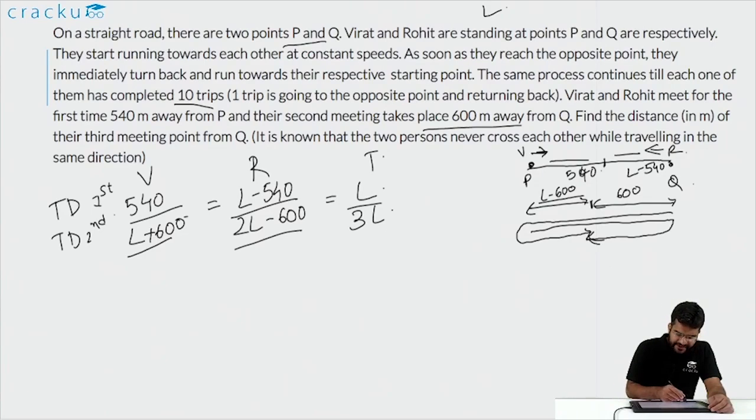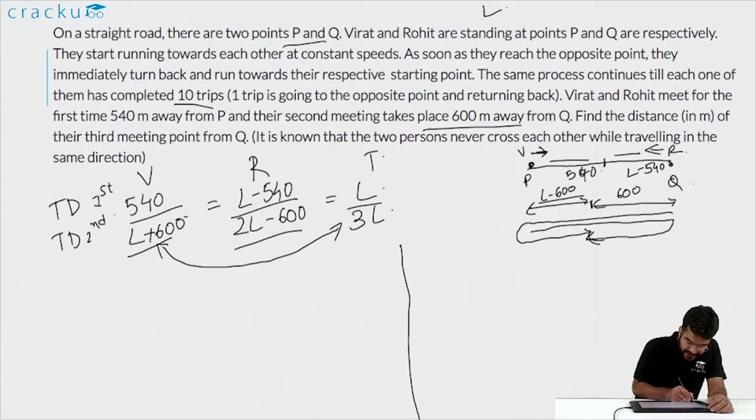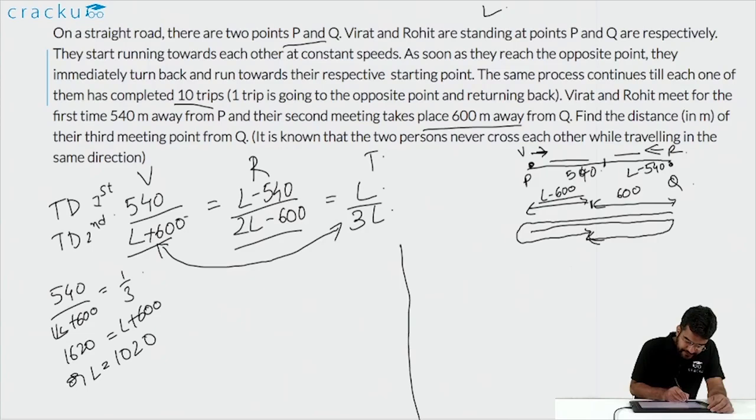The distance that they travel the first time and the second time will be in the same proportion. So we can compare any two of the ratios to calculate the value of L. You can feel that comparing these two is the easiest to solve for L, because L by 3L is a constant which is 1 by 3. Therefore, 540 by L plus 600 is equal to 1 by 3. If you solve for it, 1620, which is equal to 540 into 3, is equal to L plus 600, or L is equal to 1020.